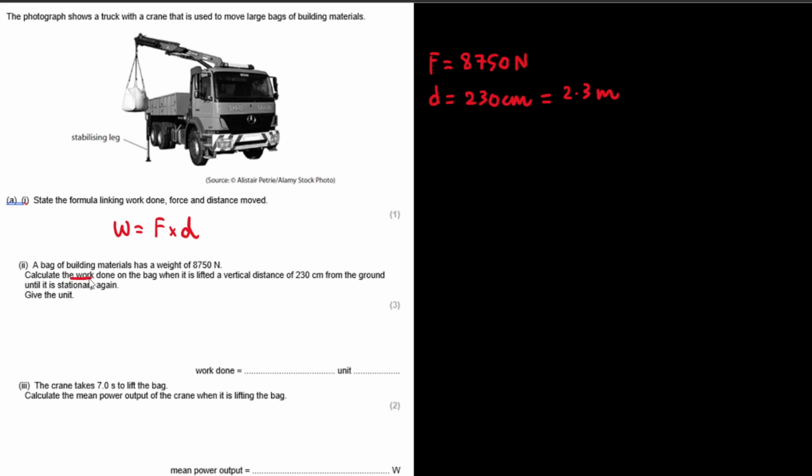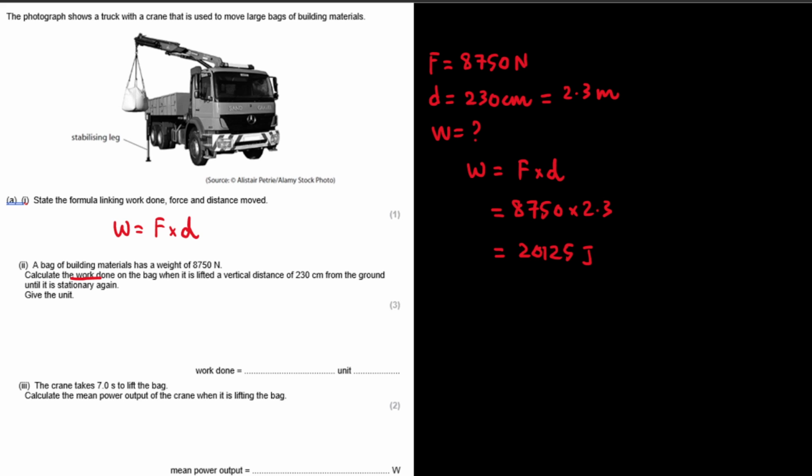So calculate the work done. W is equal to question mark. Your W is equal to F times d, which is 8750 times your distance, 2.3. So in the calculator, if you put it in, you should get 20125. The unit for it will be joules here.